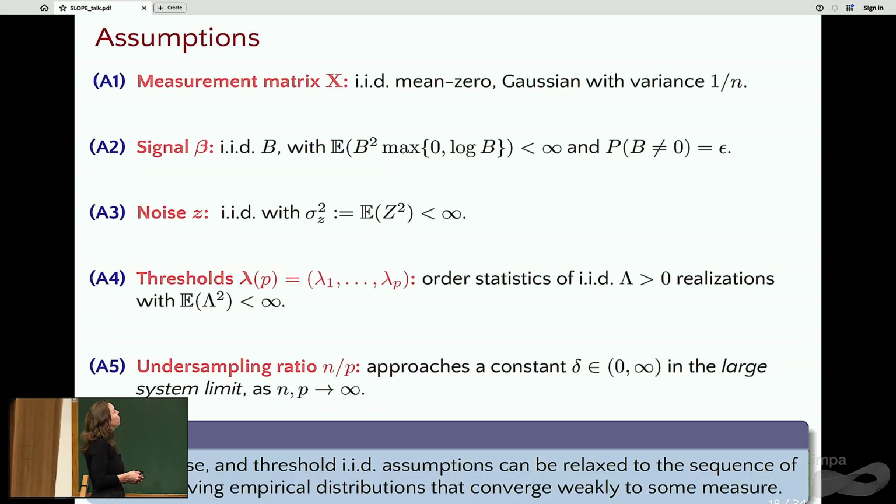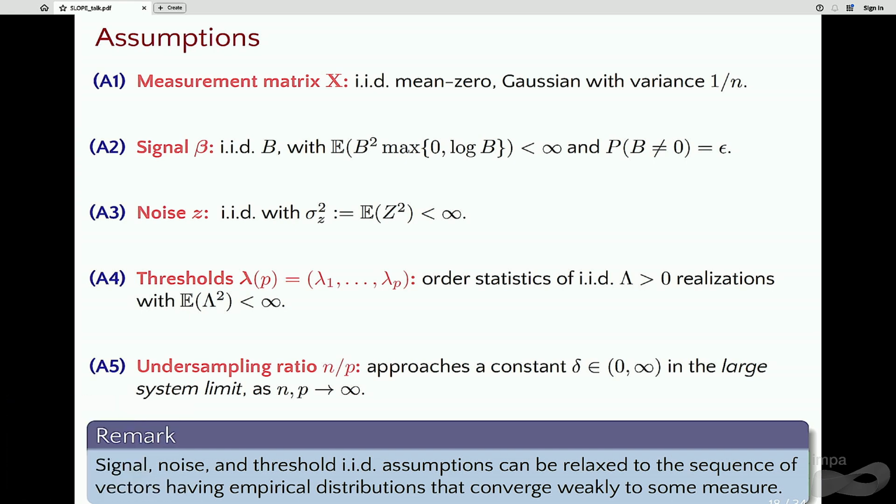Okay, so these are the assumptions that we're going to make. Again, my measurement matrix X is going to be IID Gaussian. I'm assuming a prior on my signal beta with a fixed sparsity level epsilon. My noise I'm going to assume is IID with some finite variance. And my undersampling ratio, the ratio of the size of my measurement matrix, approaches some constant in the limit.